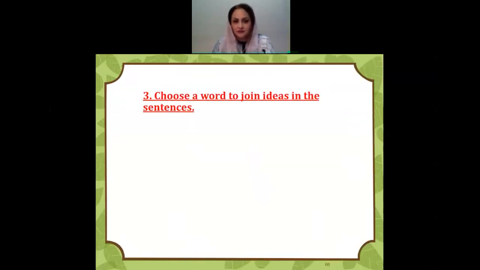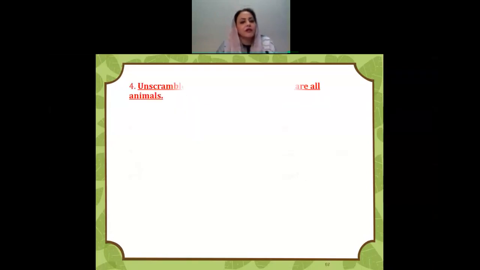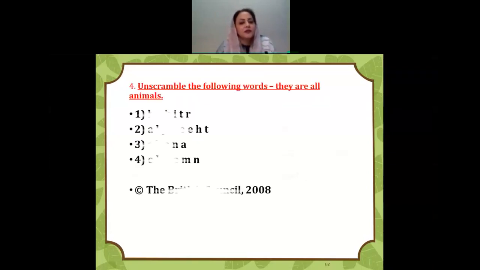What else? Like choosing linkers. Work on linkers: because, so, and, but. Or here is another one. Find the word. So can you tell me what is the first one?